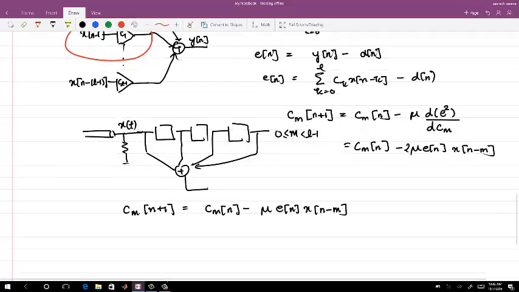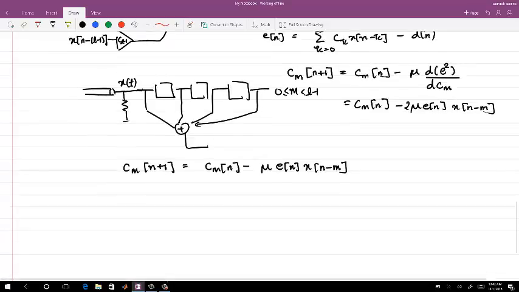With respect to each coefficient, the error is quadratic in nature. So each equalizer coefficient has a local minima, and with that we will find a global minima for the equalized value. And this mu is the parameter by which you change. Is this clear? Any questions on this?